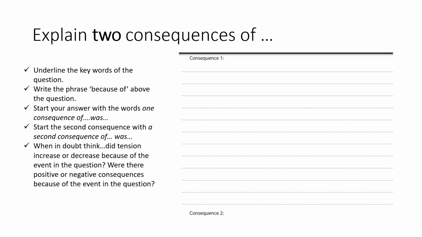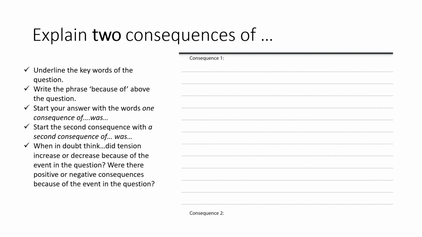Start your answer with the words one consequence of whatever the event is in the question was, and everybody can do that because you're rearranging the words of the question in your answer, and that gives you a little bit of thinking time. And the second consequence, you're going to start with a second consequence of the event in the question was.